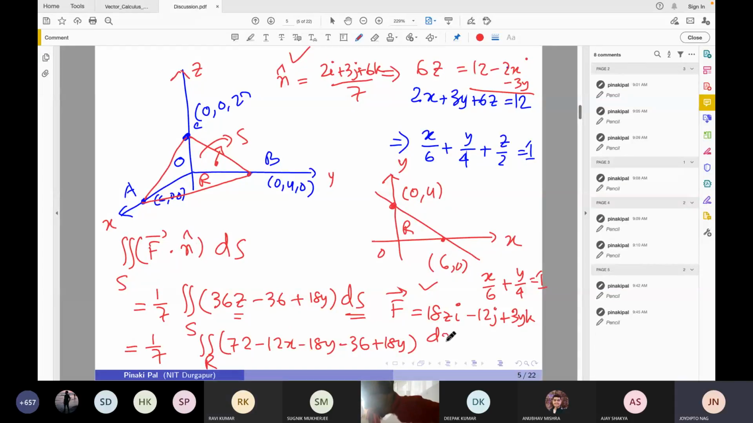And dS will be replaced by dx dy over n dot k. What is your n dot k? This is equal to 6 by 7, right?